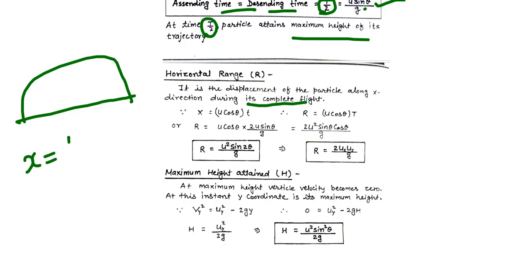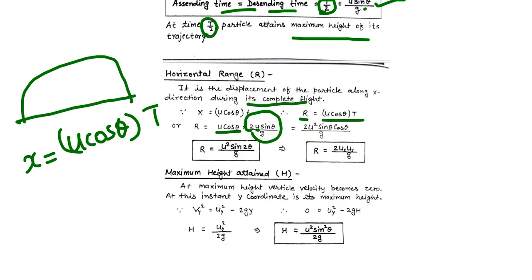During its complete flight, what is the displacement of the particle along x direction? So x you can write, x only we are taking. That means horizontal range. Okay. u cos theta multiplied by t. You already got what is the value for t. You multiply u cos theta. You'll be getting R is equal to u cos theta into t.